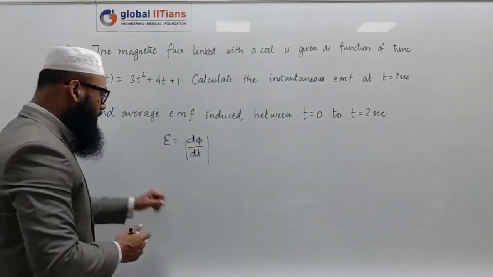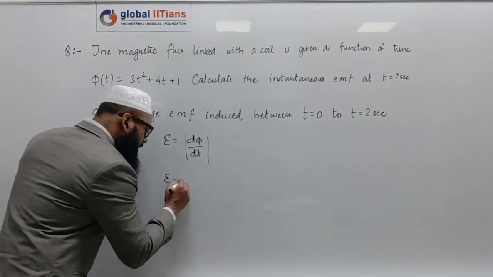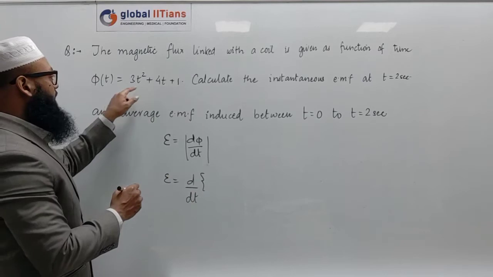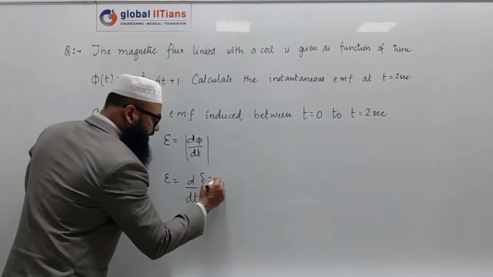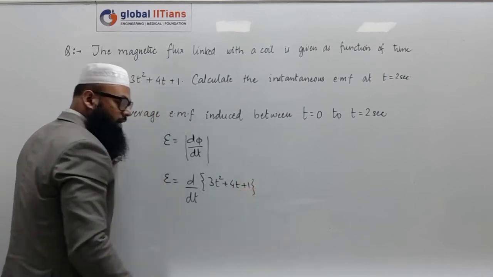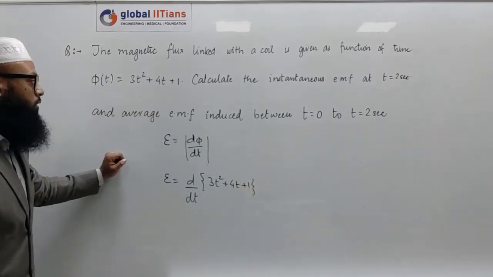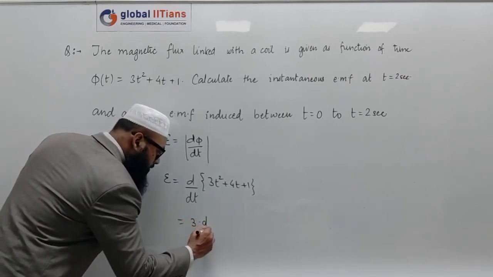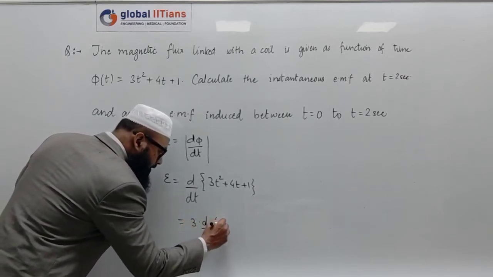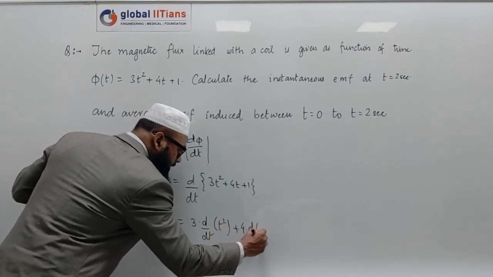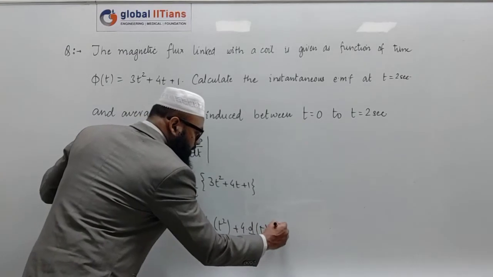Now, E = d/dt of φ. Whatever we are having as φ is right here, 3t² + 4t + 1. We are going to differentiate it. So that is going to be 3 times d/dt of t² plus 4 times d/dt of t plus d/dt of 1.